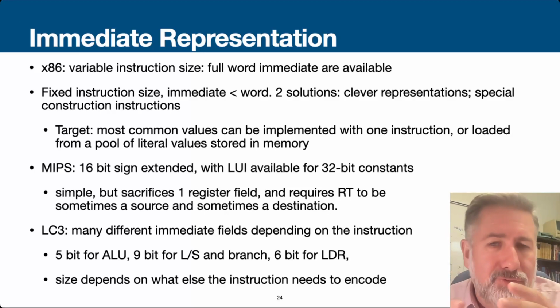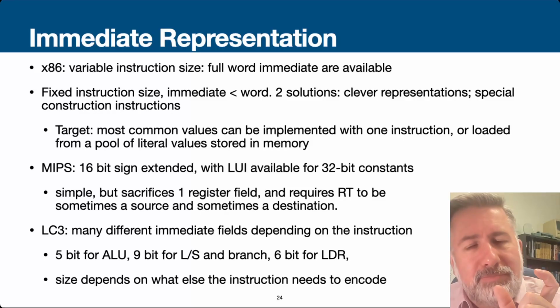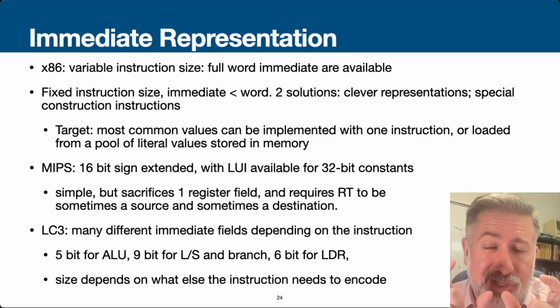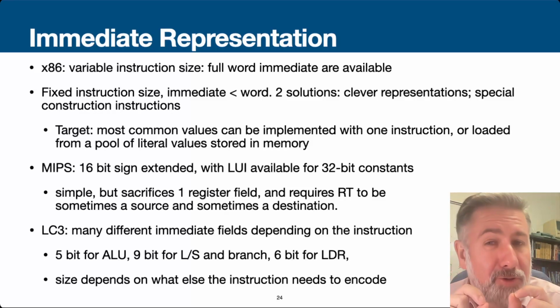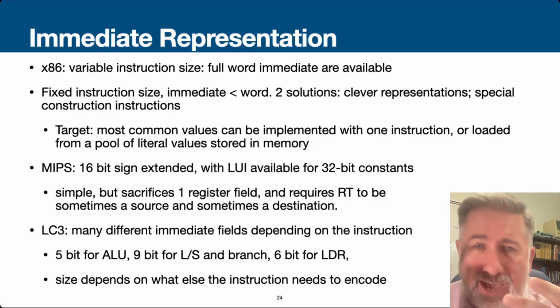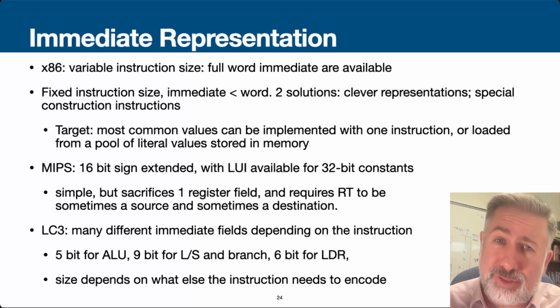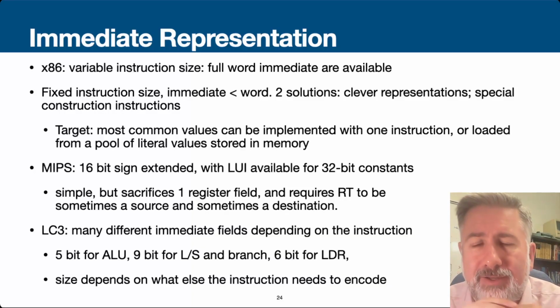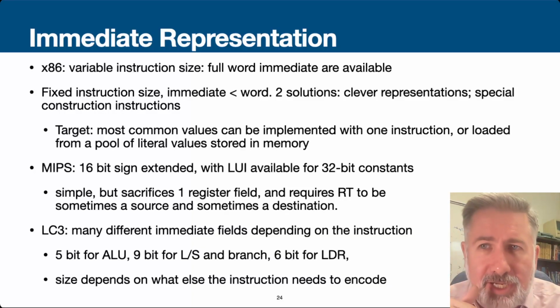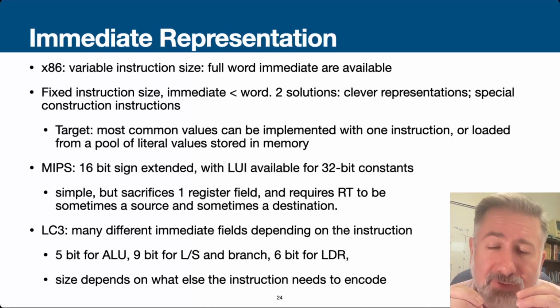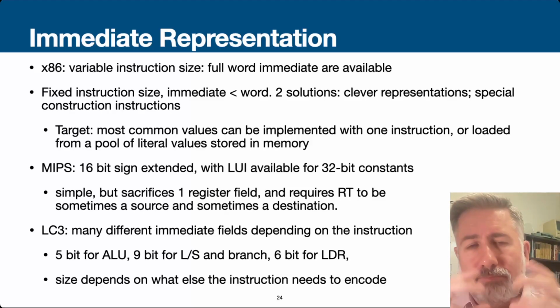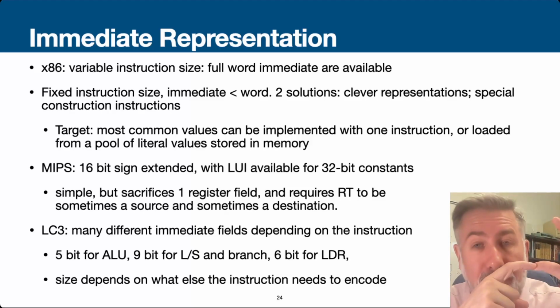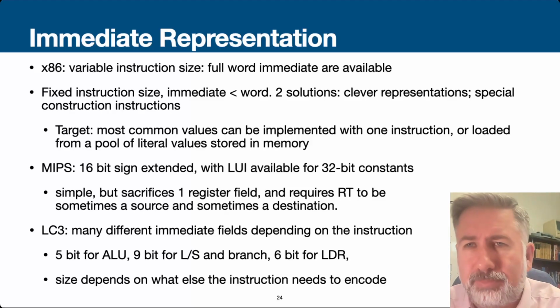If you're going to have your immediate value be part of your instruction, then it has to be smaller than 32 bits. And so you have to have some way to expand that to a 32-bit number. The two ways to do that are clever representation, so different ways of putting the information in such that it can be expanded, or multiple instructions that allow you to compose a 32-bit number. And so we'll look at both of those.